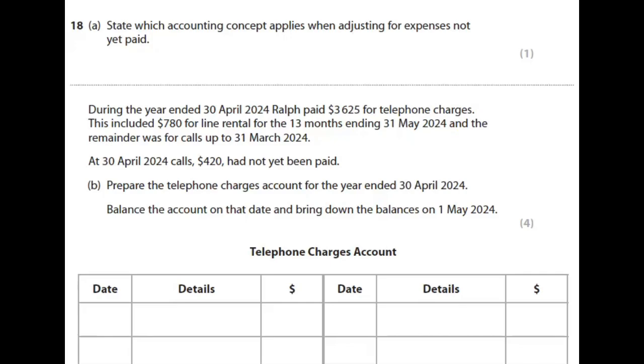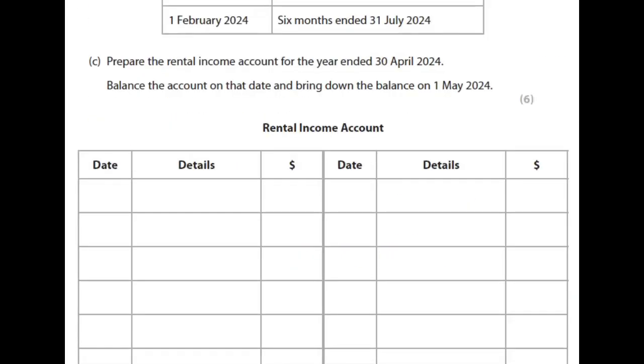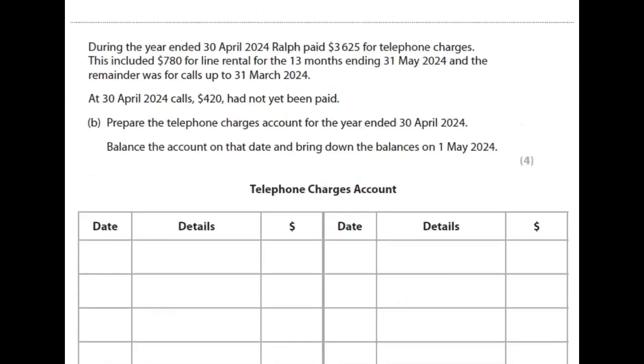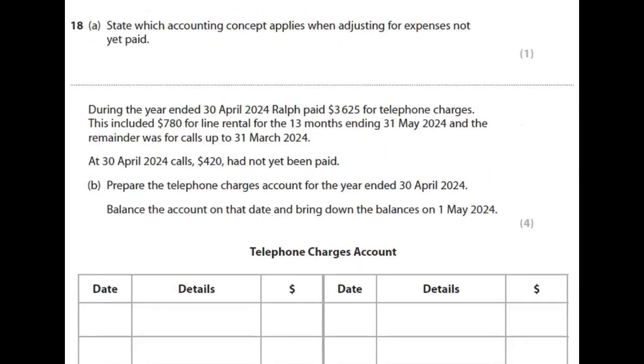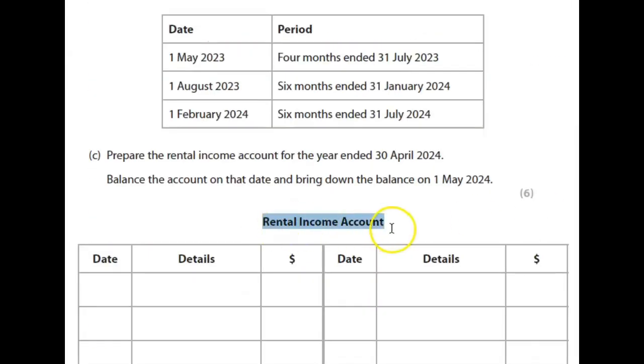This is a question from Edexcel, iGCSE Accounting, June 2024, R Series, Modular Paper 1. The question would fall under the Other Receivable and Payable topic of our accounting syllabus. Let's dive in. The question requires the examinees to prepare a telephone charges account and a rental income account.